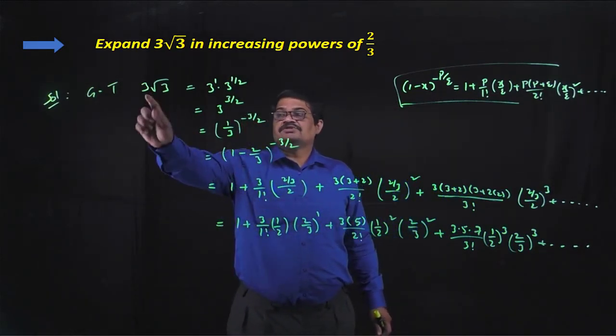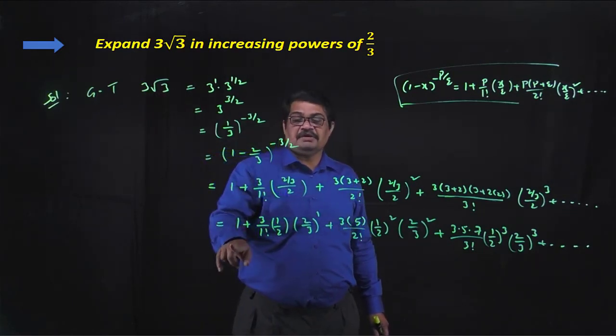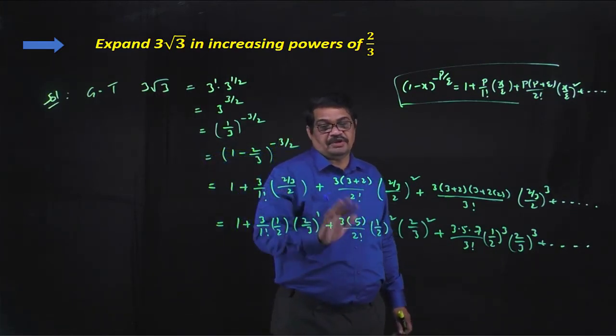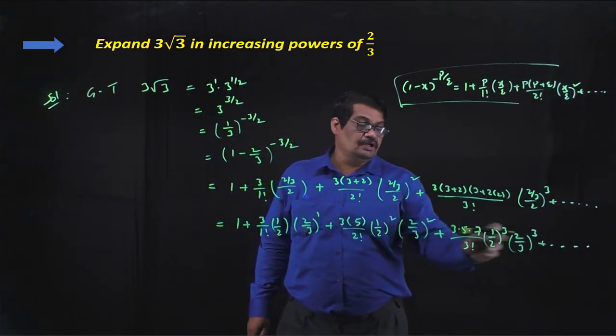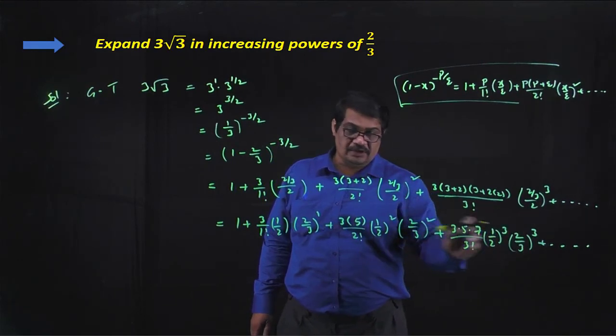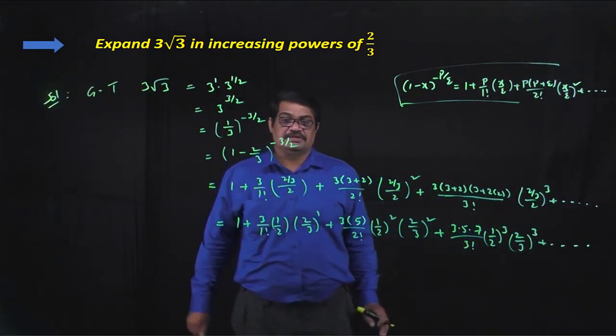So 3 root 3 is now expanded in increasing powers of 2 by 3. Here the power of 2 by 3 is 1, then 2, then 3. The power of 2 by 3 is increasing.